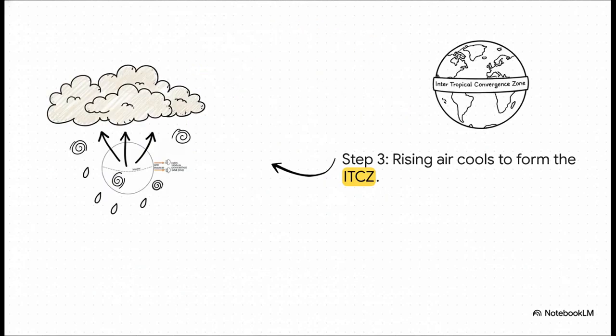And finally, we reveal the next chunk. What happens when that warm air rises? Well, it cools and condenses. So we add in the clouds and we introduce the specific terminology, the intertropical convergence zone. Look at that. We literally just built a complex geographic model together, piece by piece.